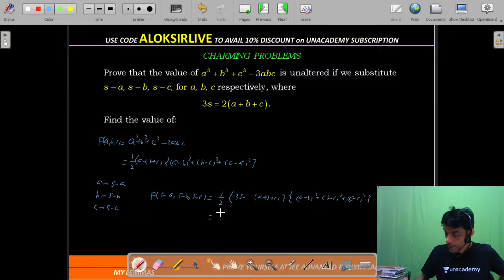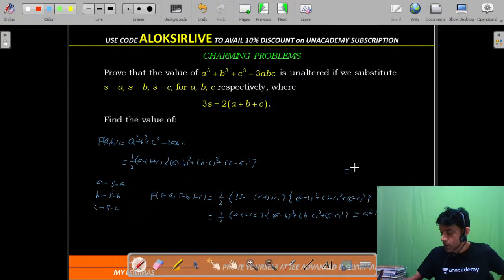And now if 3s is this much, you are getting half times (a plus b plus c), and you have got (a minus b) squared plus (b minus c) squared plus (c minus a) squared. And so you are seeing that this is still a cubed plus b cubed plus c cubed minus 3abc. So that's still, in our notation, f(a, b, c), and so this remains unaltered. And then we can say that yes, it indeed works. So that was this one.